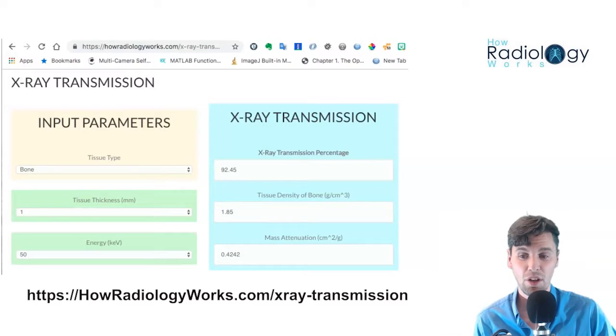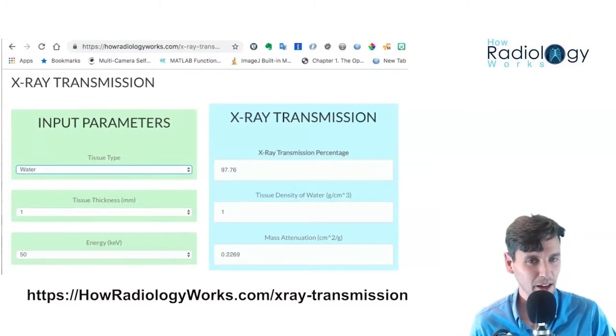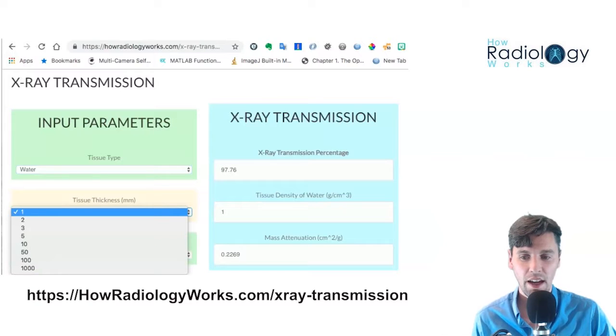So we have tissue type. For instance, let's start with water. Most of the human body is made up of water, right? So let's start with water. That's a nice realistic thing. And let's look at thickness in terms of millimeters.